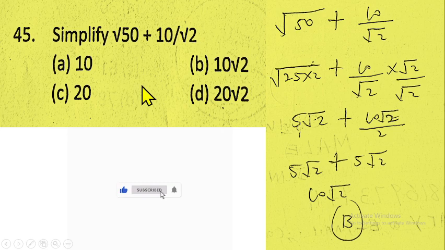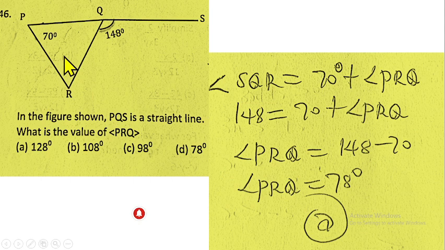Also, question number 46 is on plane geometry. In the figure PQS is a straight line. What is the value of angle PRQ? PRQ, this is the angle here. So it's very simple. There are methods in which you can do that. You can find this angle here, then you know the sum of angles in a triangle. But there's a smarter method, which is that the exterior angle is equal to the sum of the two opposite interior angles of a triangle. So this angle here plus this angle here should give us 148. So how can I find this angle here? That would be 148 minus 70, and that should give us 78 degrees. So option D is the correct option.